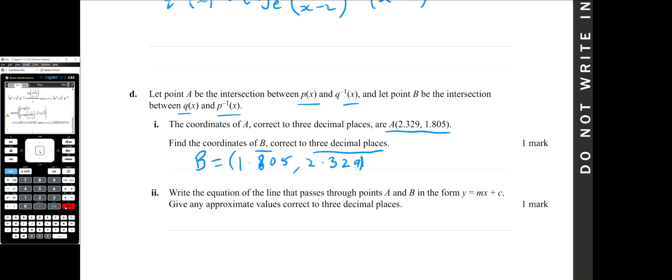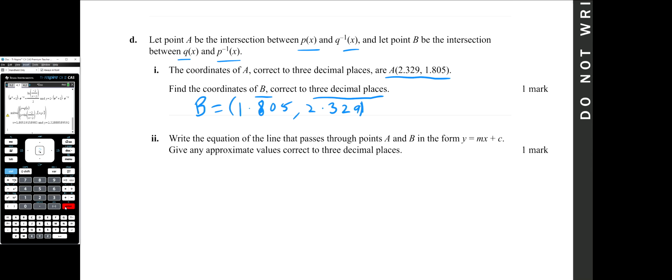Write the equation of the line that passes through points A and B in the form y equals mx plus c, giving any approximate values correct to 3 decimal places. This is just a basic, straightforward finding of the equation of a line in y equals mx plus c form. First things first, we need to work out the gradient. The gradient is y2 minus y1 over x2 minus x1. So 2.329 minus 1.805, divided by the difference in the x values, 1.805 minus 2.329. So our gradient is negative 1. So that's y equals negative x.